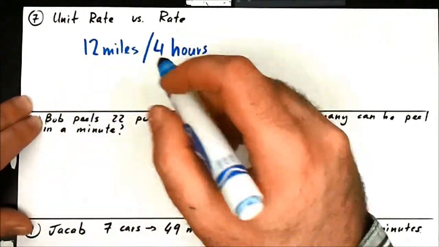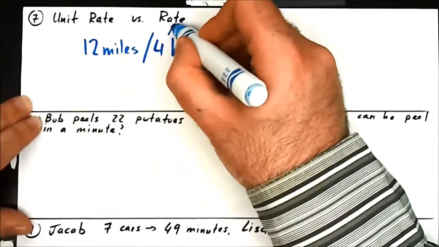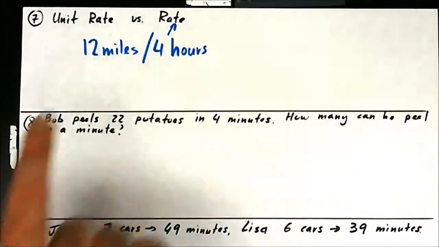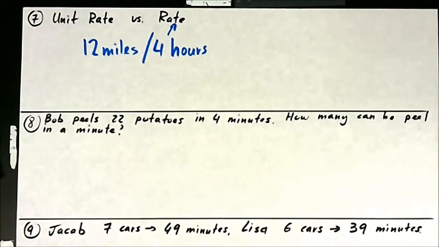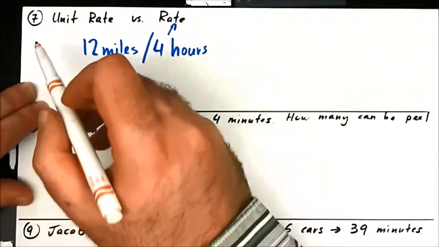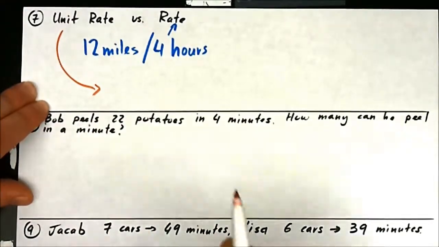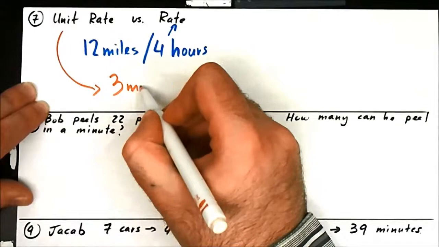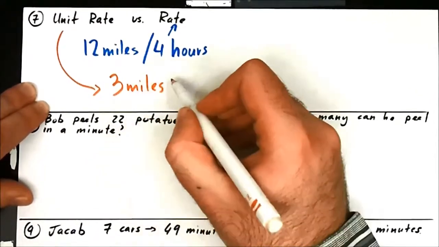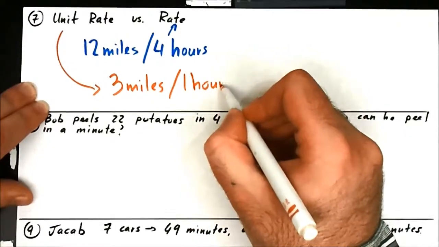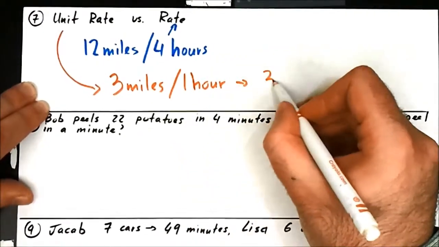A unit rate, on the other hand, has to be a little bit different. Can someone tell me how this would look like as a unit rate? I would have to simplify this into 3 miles per 1 hour, which I can then write as 3 miles an hour.